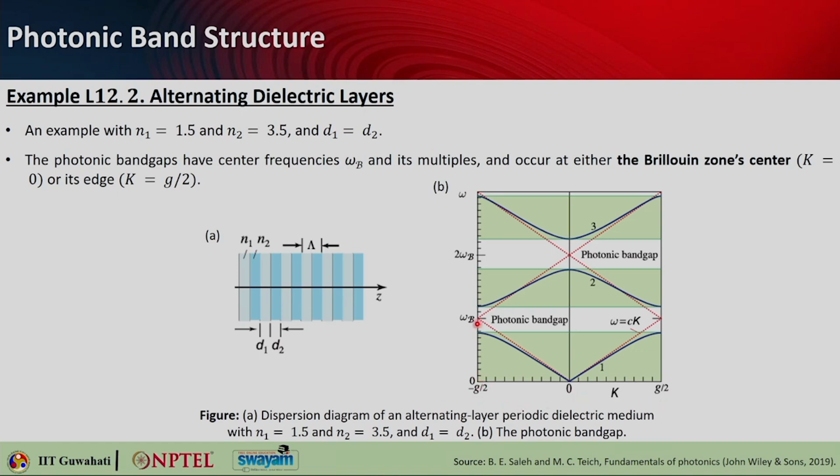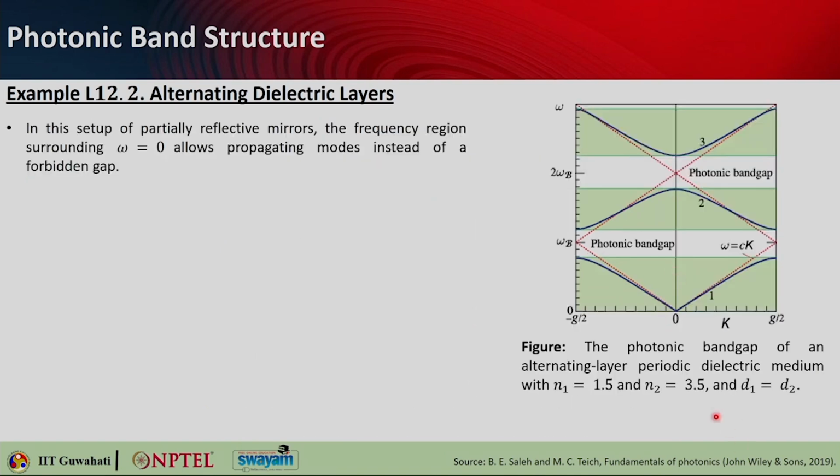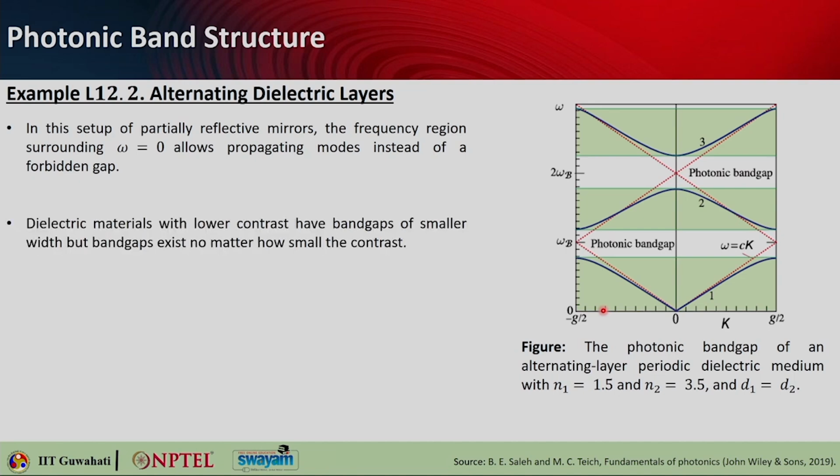Here you see that initially all frequencies are permitted. At omega b you have a particular band gap, again at 2 omega b you have a band gap, and so on. And this is how it deviates from the homogeneous medium approximation. So, these are the values associated with this particular band gap. Now, in this setup of partially reflective mirrors, the frequency region surrounding omega equals 0 does not fall in the band gap. It has some solution.